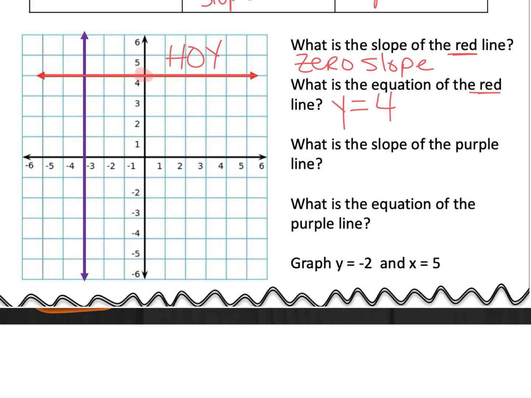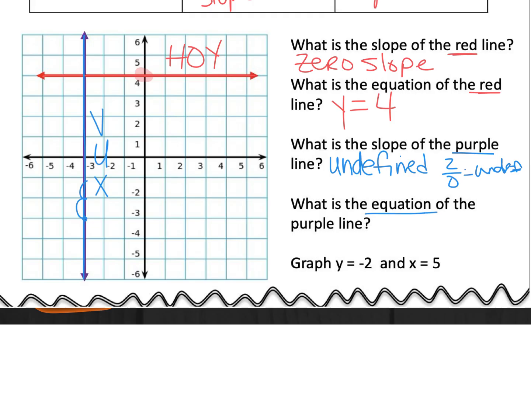All right, so what is the slope of the purple line? Okay, well, what do you notice about this purple line? It is what direction? It is vertical. V for vertical. U for undefined slope. Now, on both of those, you could technically do rise over run, right? We could say 2 over 0, and we put that in our calculator. It says undefined, if we needed to.